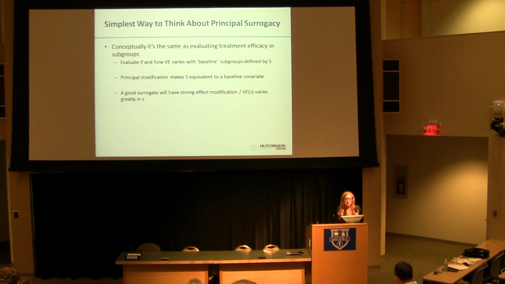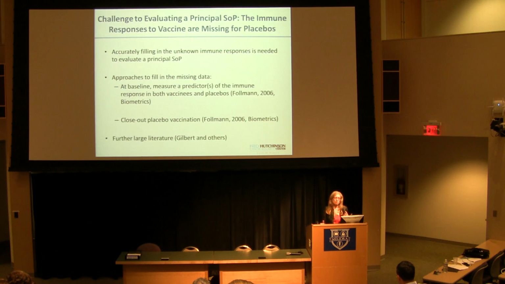And it's conceptually the same as evaluating treatment efficacy in subgroups. So you can think of these different baseline values of S as a subgroup, but you'd prefer it to happen before the randomization. So principal stratification makes S equivalent to a baseline covariate. Okay, so just very briefly then to finish off in a couple of slides.